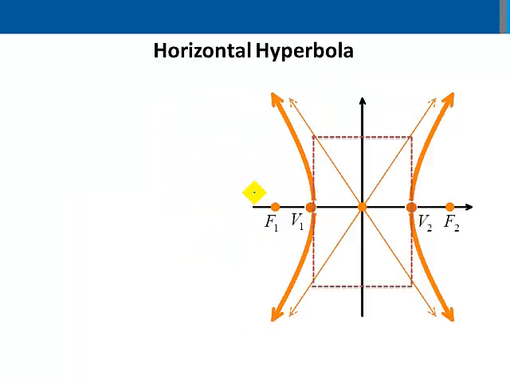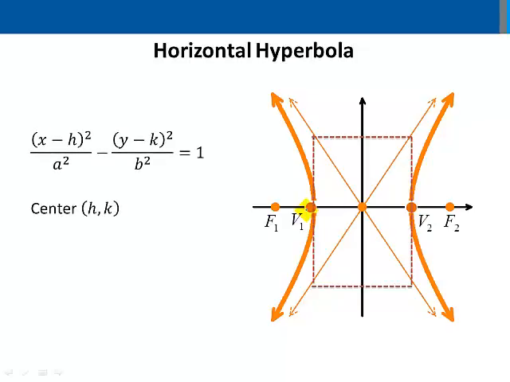A horizontal hyperbola has a horizontal transverse axis. A horizontal hyperbola in the xy coordinate system has the equation (x minus h) squared over a squared minus (y minus k) squared over b squared equals 1. The center is (h, k). The equation starts with (x minus h) squared over a squared instead of the equation for the vertical hyperbola that begins with (y minus k) squared over b squared. For all hyperbolas, (x minus h) squared will be over a squared and (y minus k) squared will be over b squared.